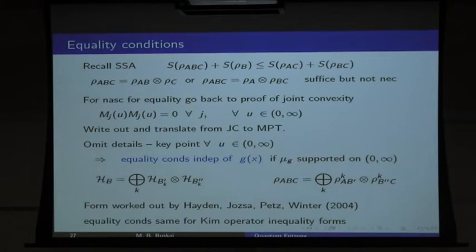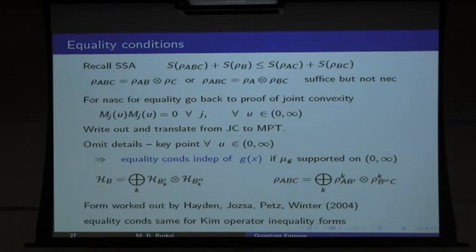And to find the necessary and sufficient conditions for equality, you go back to this Schwarz inequality proof, and you realize that all of the terms have to be positive, which means that all of these m_j of u's have to be positive. And you can write it out and translate. It gets kind of messy. But the point is, they have to be positive for all u in (0, infinity). So whatever the equality conditions are, they're essentially independent of the function g.